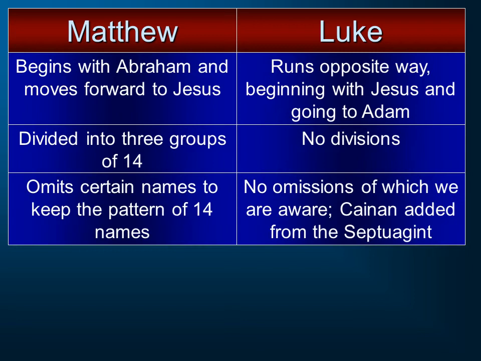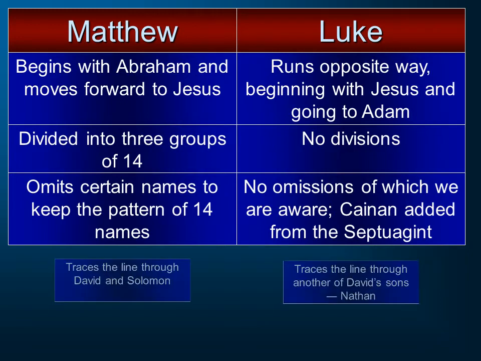Matthew's genealogy omits certain names to keep that pattern of 14 names. That was allowed. In fact, that doesn't mean that the author didn't know about those names. He's just trying to fit a particular pattern. In Luke, there are no omissions of which we're aware. In fact, there's a name added that's found in the Septuagint. Canaan is actually added between Noah and Terah, the father of Abraham. There's an extra name put in there.